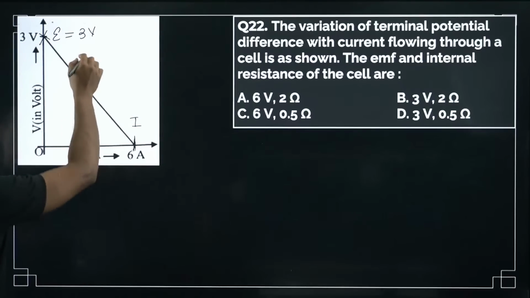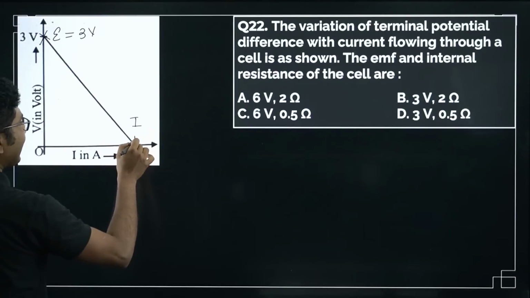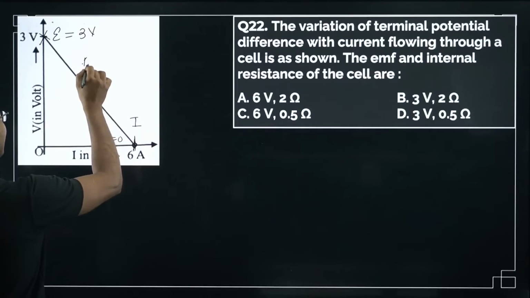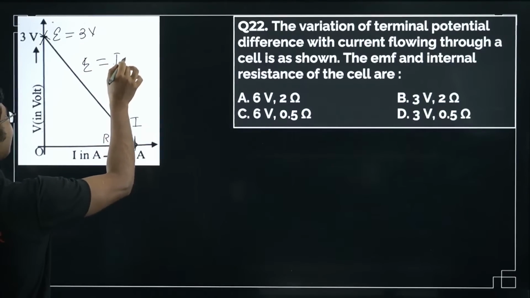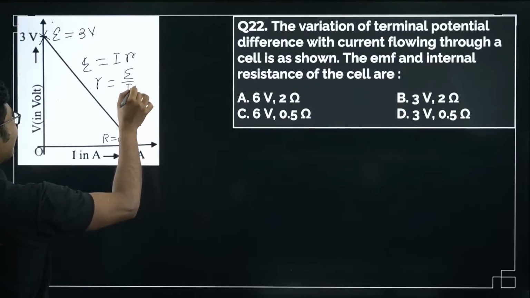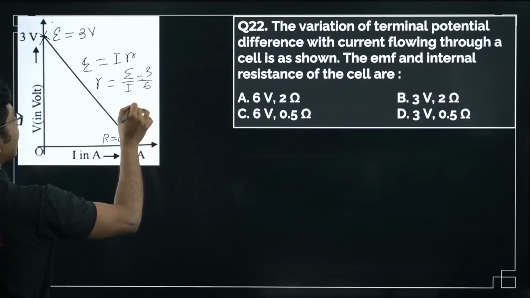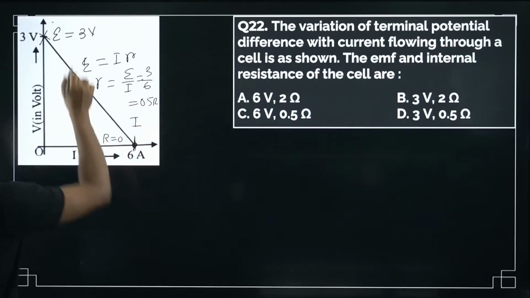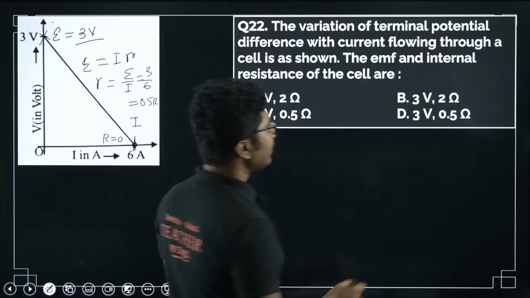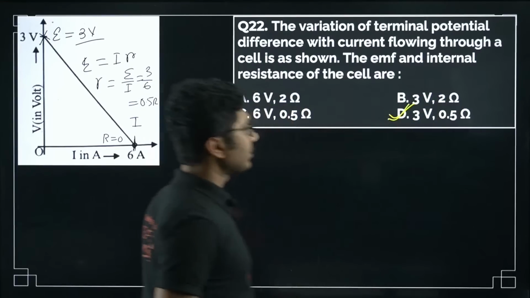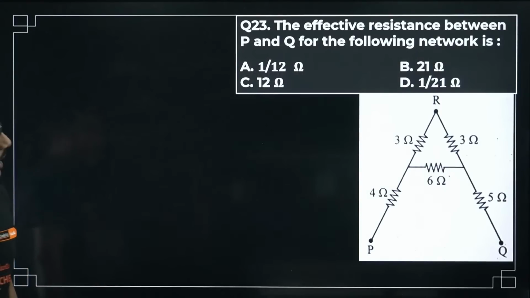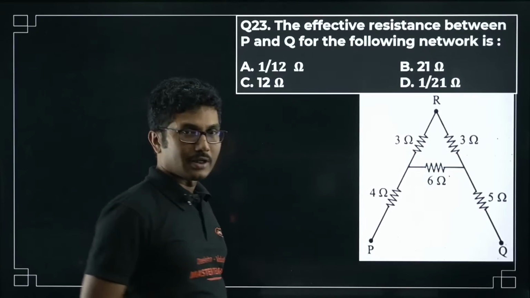So how can you find the internal resistance? That means when external resistance is 0. So V is equal to IR, so epsilon equals I into small r, so small r equals epsilon divided by I, which is 3 by 6, that is 0.5 ohm. So 3 volt and 0.5 ohm. Okay, 3 volt and 0.5 ohm, that is option D is correct, right? Yes, correct.